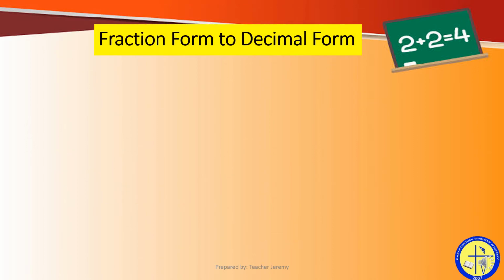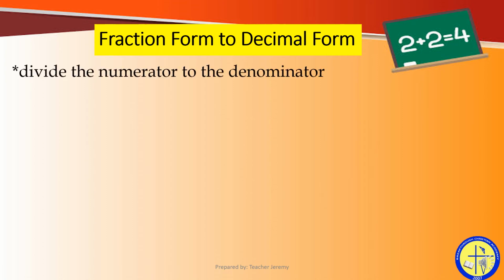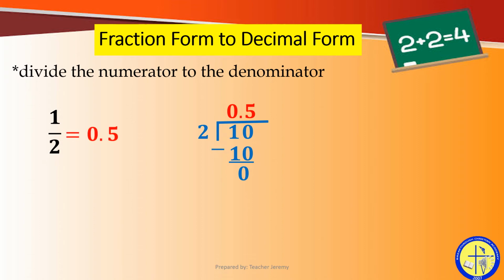Let's now proceed to how to convert fraction form to decimal form. You're just going to divide the numerator by the denominator. For example, 1/2. 1 divided by 2. Your numerator is the dividend and the denominator is the divisor. 1 divided by 2 cannot be done, so we have 0. You are going to add 0 to the dividend. So 10 divided by 2 is 5. 5 times 2 is 10, and then subtract, the answer is 0. Therefore, 1/2 is equivalent to 0.5.